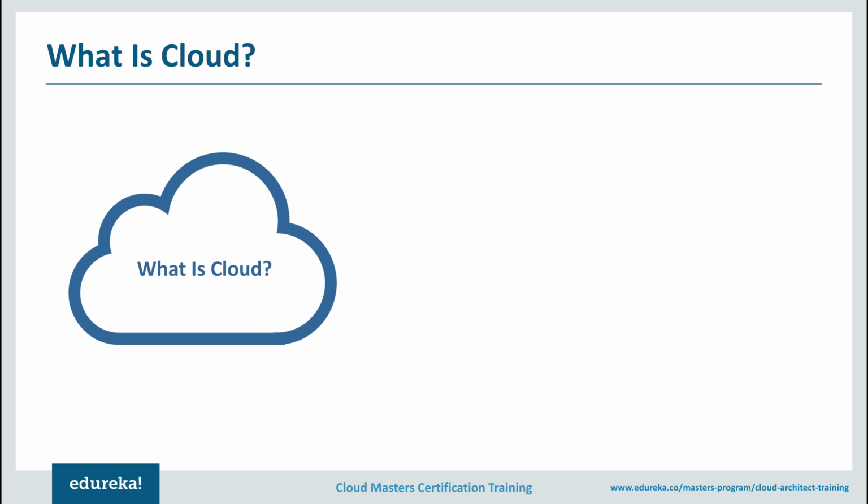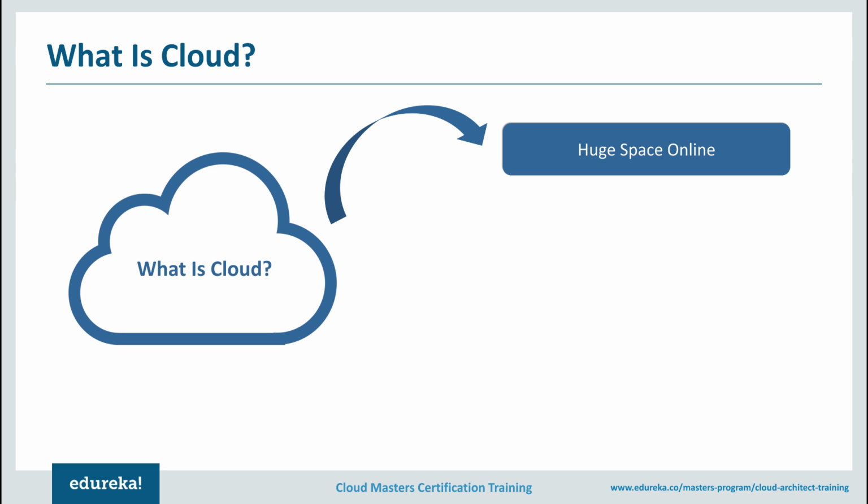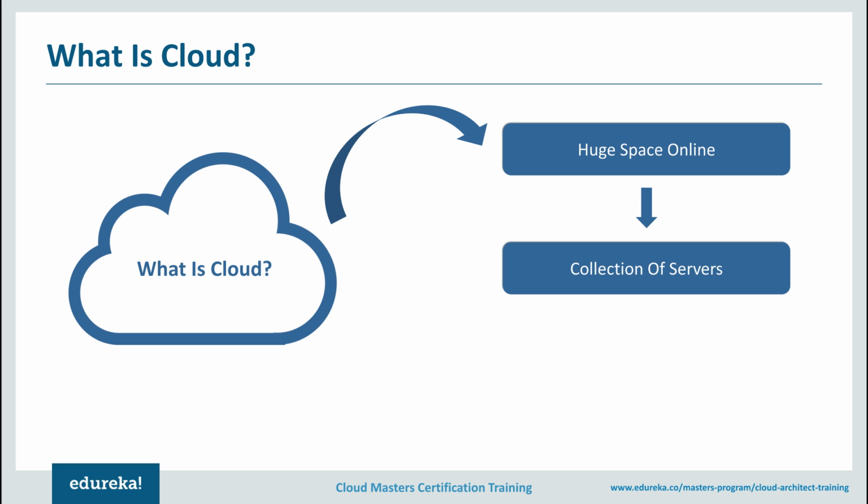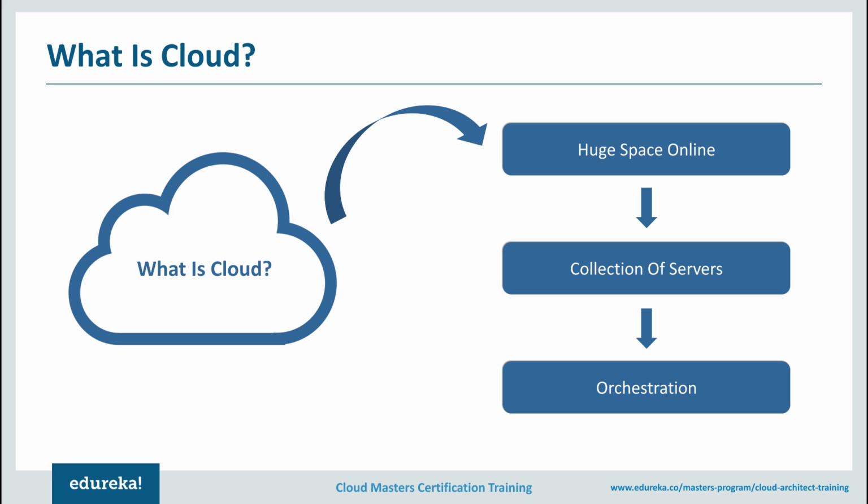So, what did cloud do differently? First and foremost, it provided you with huge space online, and it was nothing but a collection of servers which was orchestrated in a very good way. Now, you might wonder, these points are similar to what we just discussed, right? I mean, the pre-cloud era was just like this. You had a collection of servers which you bought and you used. But the way these services were provided to you was different.